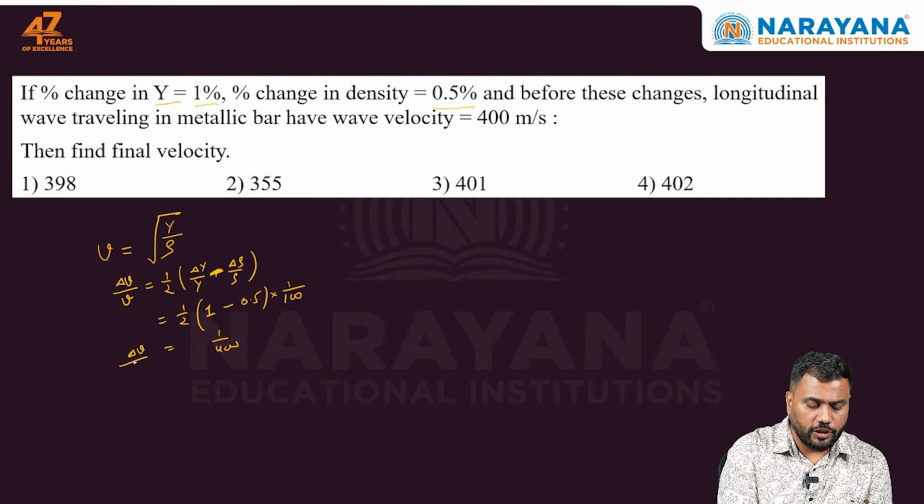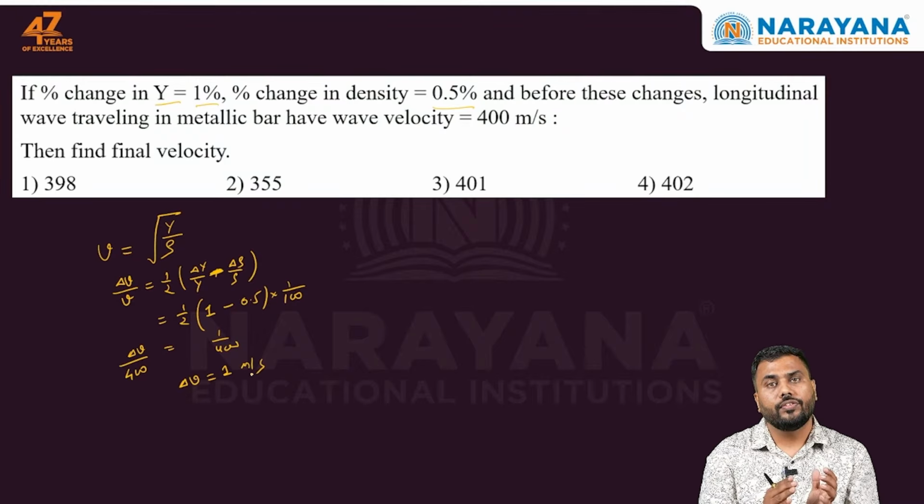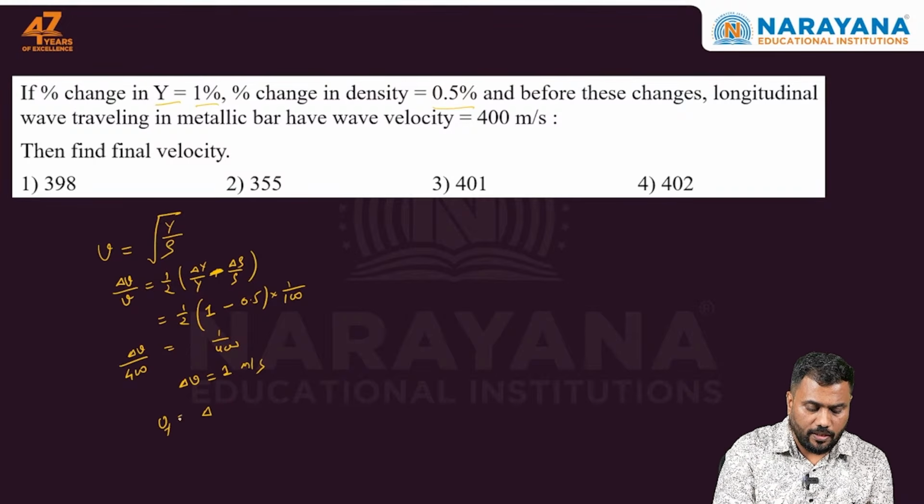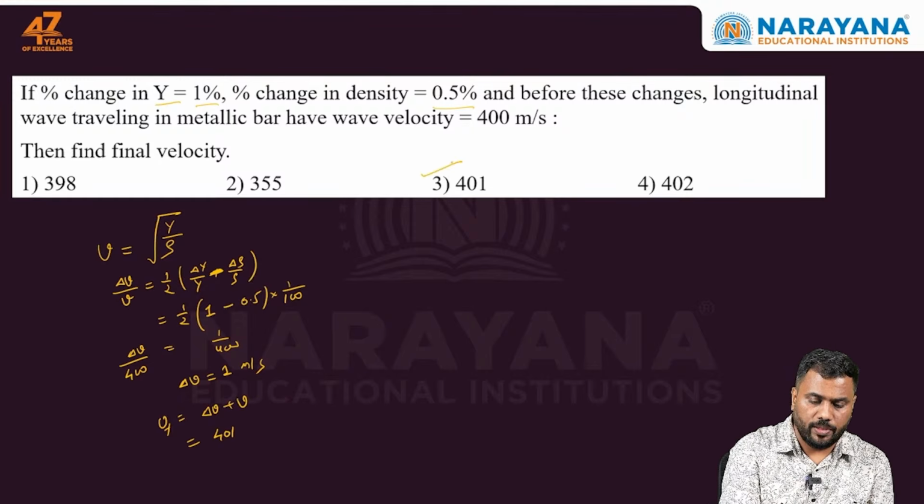The velocity change by original velocity, which is 400, is 1 by 400, that means velocity change is 1 meter per second. So, if the initial velocity is 400 and change is 1, the final velocity V final has to be delta V plus original velocity, that should be 401. So, the best answer is option number 3.